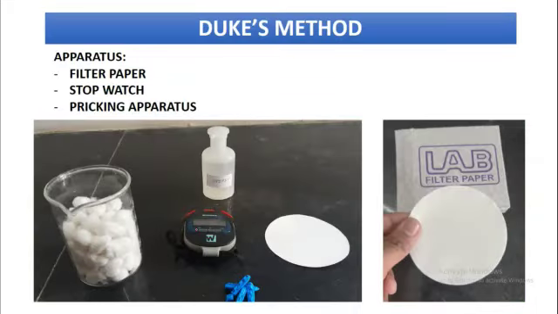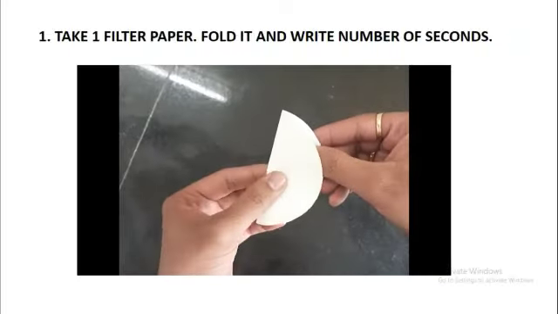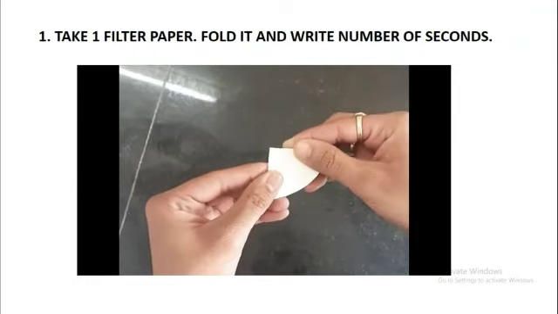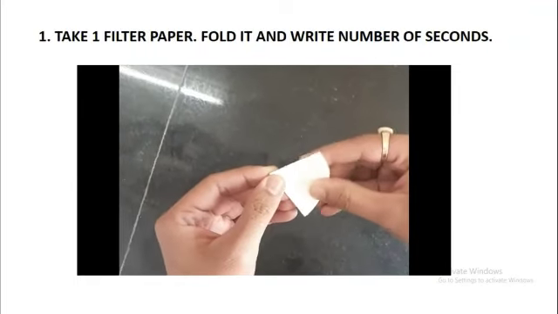So here we begin with Duke's method of the determination of bleeding time. Apparatus for today's practical: filter paper, a stopwatch, and pricking apparatus, which includes spirit, cotton and lancet. Take one filter paper, fold it and write the number of seconds. You have to fold the filter paper as you are seeing in this video.